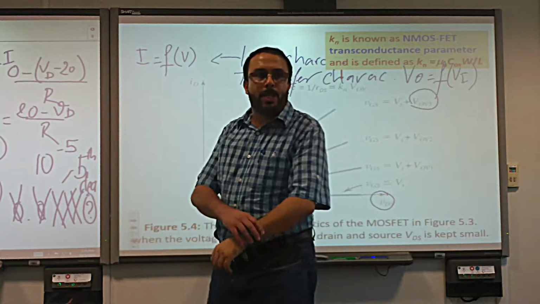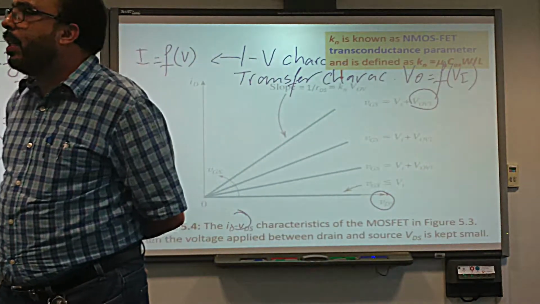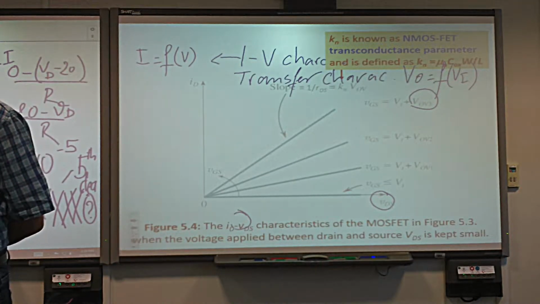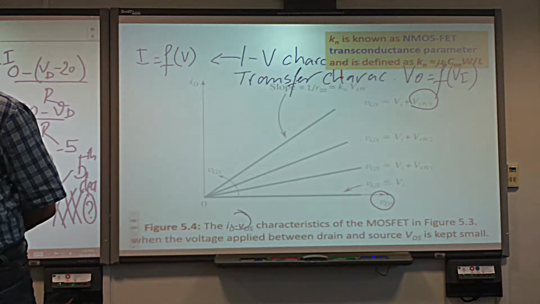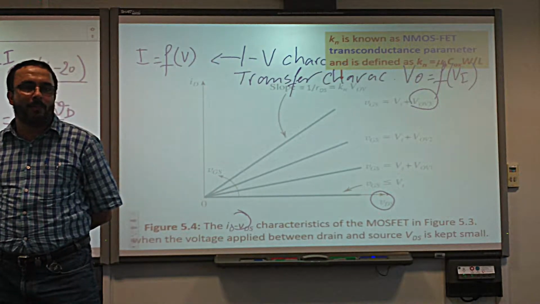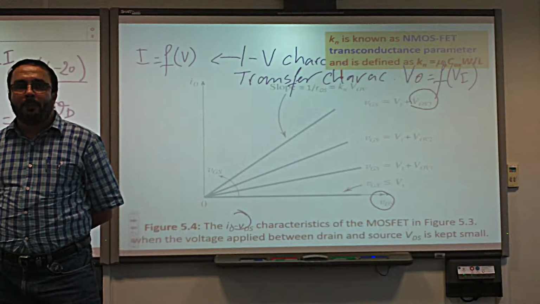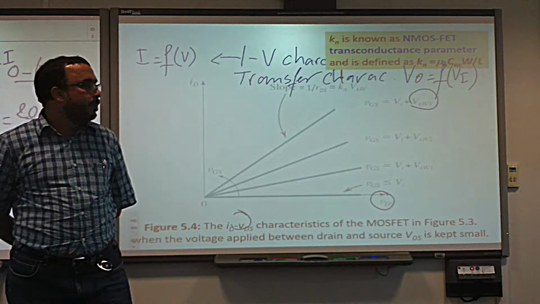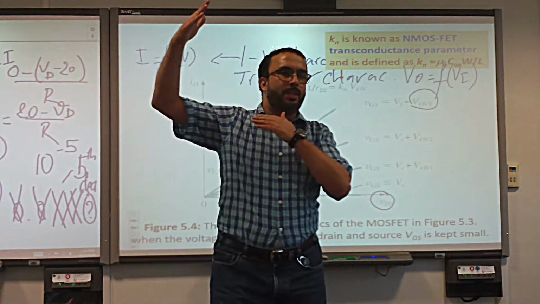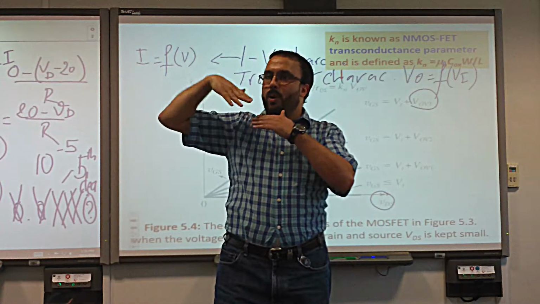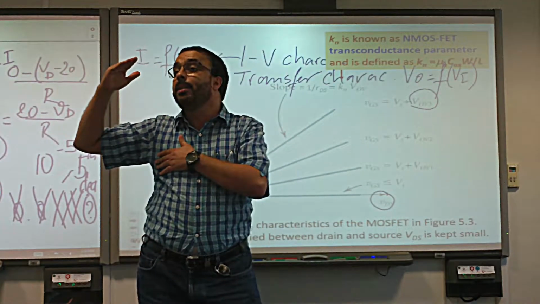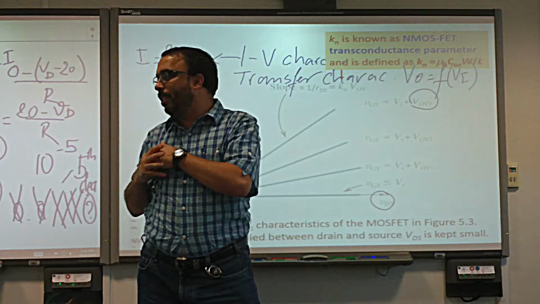And what's the overdrive, by the way? What is the overdrive voltage? We studied this also last time. VGS minus VT, very good. It's the voltage above which we have the channel, basically. So we have the channel when VGS is bigger than VT.